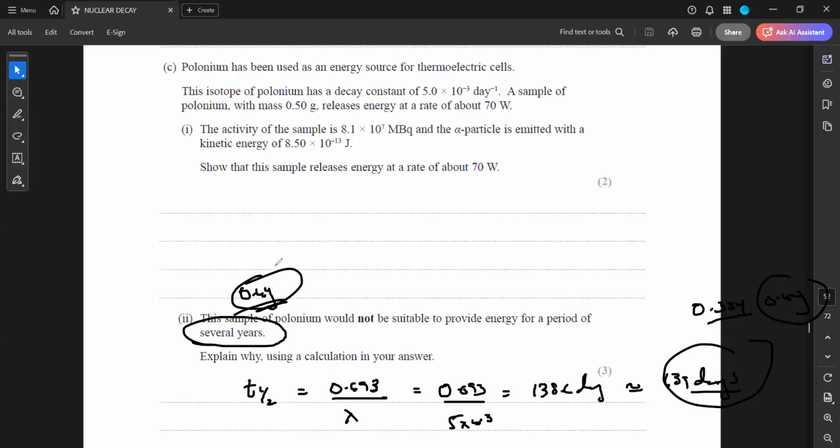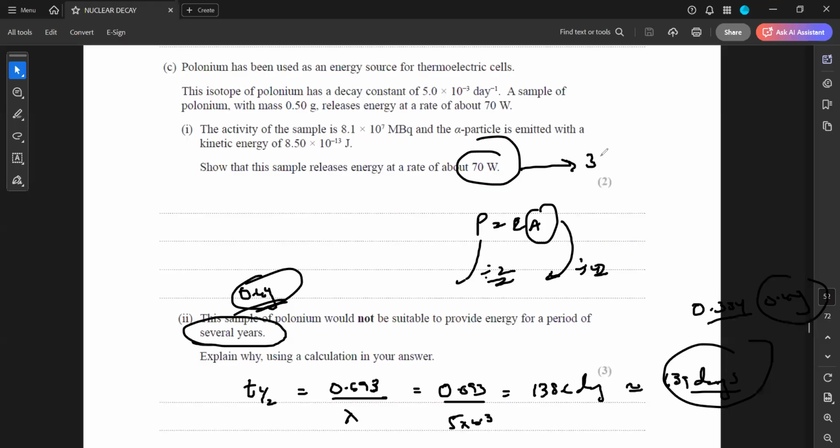If the half-life is less than a year, then even within 1 year the sample will become half. After about 0.4 years, or about 4 months, just as an example, the sample will become half of its original value. And power is energy multiplied by activity. So if the activity becomes half, the power will also become half. So it won't be able to provide the same 70 watt.